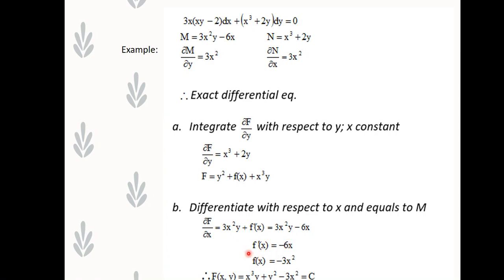Then we integrate so that we convert the f prime of x to f of x. And that should be negative 3x squared. This is your f of x, meaning you substitute negative 3x squared here, and that would give the solution of your DE already. So you have x cubed y plus y squared minus 3x squared equal to c. This is the solution of this DE using method 3.